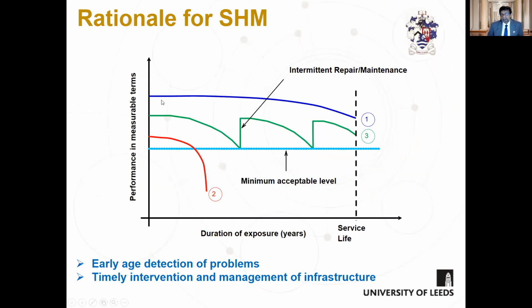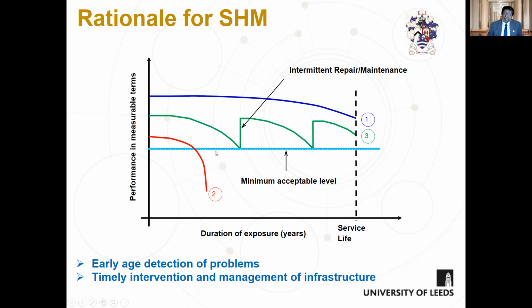As you can see in this diagram, the blue line shows the situation where, at the completion of construction, the required level of performance is obtained, and during the service life, that performance does not decrease below the minimum acceptable level. In the case of the red line, the performance decreases very fast, and then there is obviously a catastrophic failure of that structure. But most structures perform as indicated in the green line. There is a reduction in performance, but before the minimum level of performance is reached, we can carry out intermittent repair and maintenance. How do you get this information about the performance?